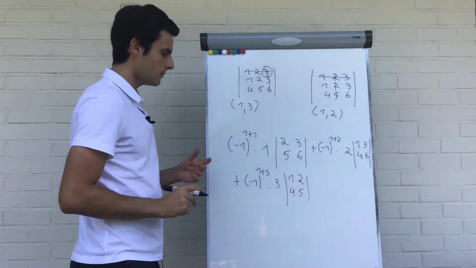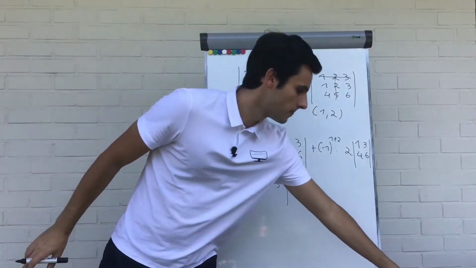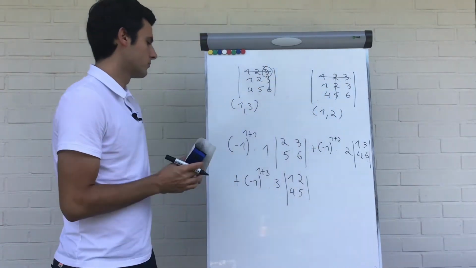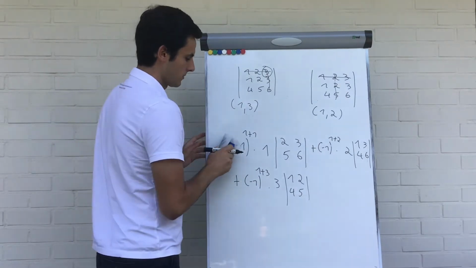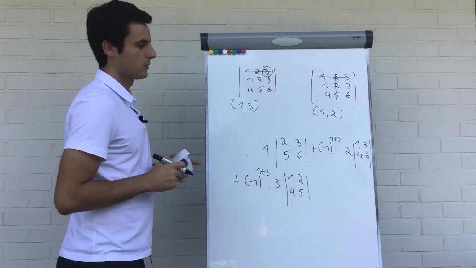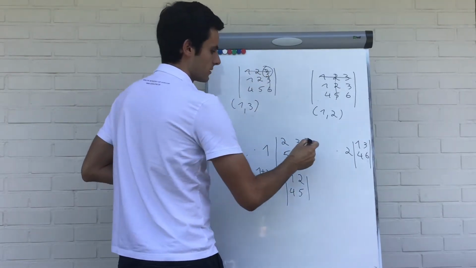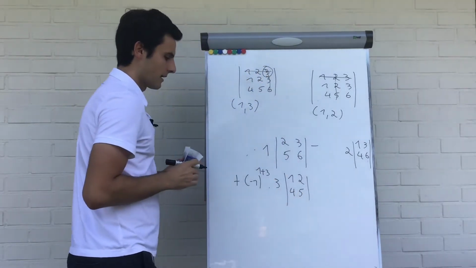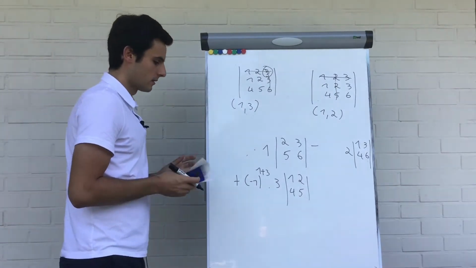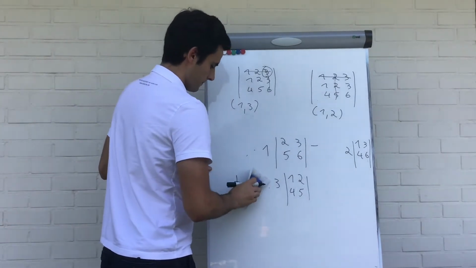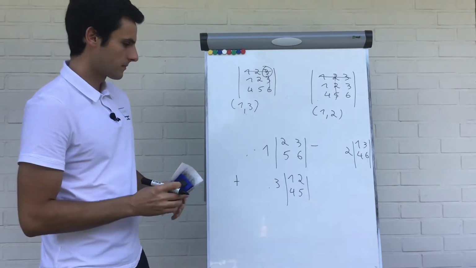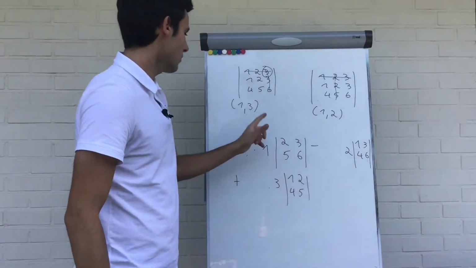Now, we can calculate some things. Minus 1 to the power of 2 is just 1, so I remove this. Minus 1 to the power of 3 is minus 1, so instead of the plus I will write minus. And minus 1 to the power of 4 is still plus 1. So it becomes plus. So we have 1.